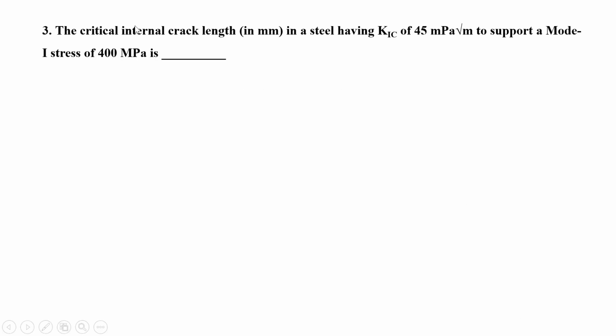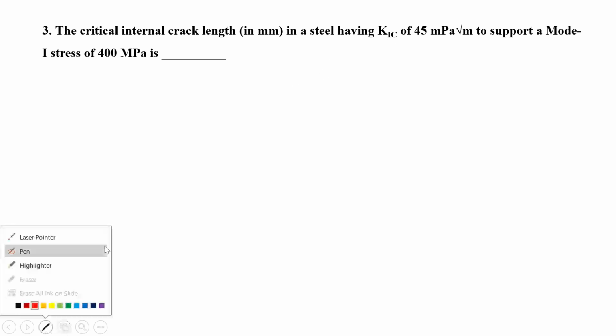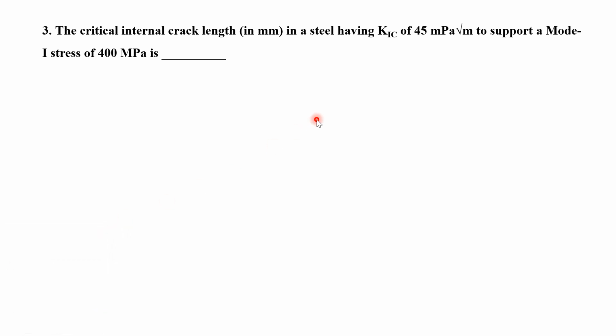Okay. So the critical internal crack length in mm in a steel having K1C of 45 MPa root m to support mode 1 stress of 400 MPa is given by dash. So can anybody tell me what is the equation that we will be using here, and what is meant by fracture stress and what is the parameter of that equation known as? Like equation for dash will give us K1C actually. Yes, that one. So what is that parameter called?